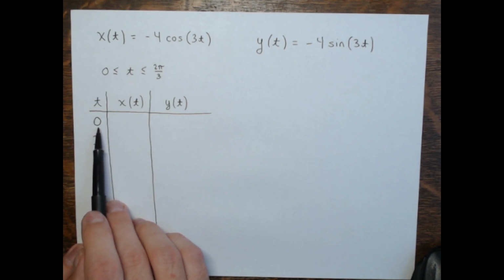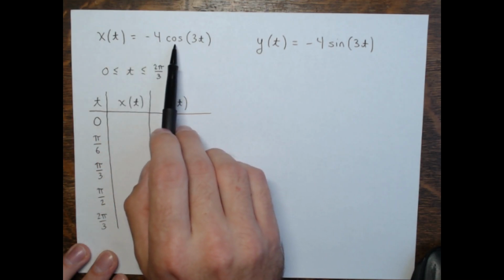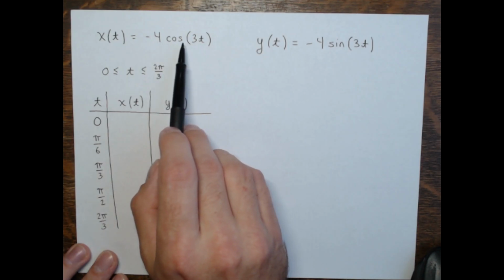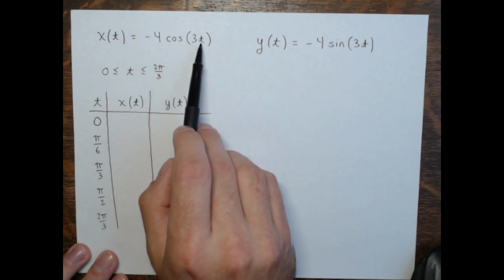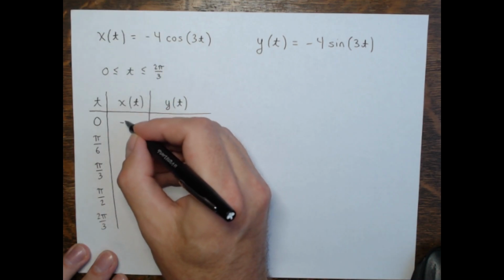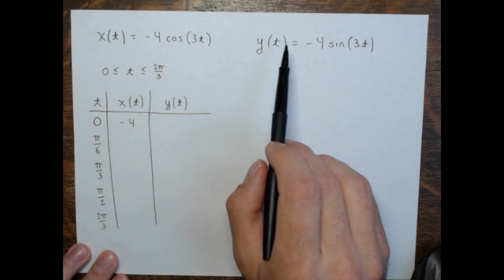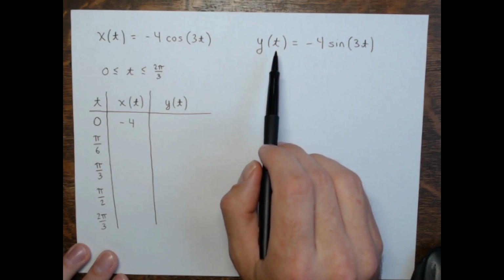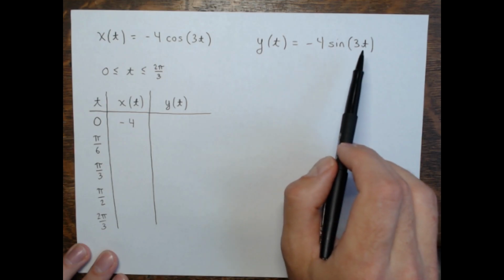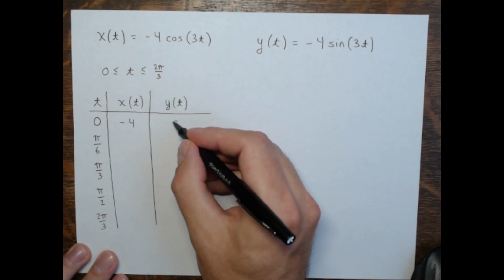So when t is 0, the x value of our point, our location, 3 times 0 is 0. The cosine of 0, remember, was 1. And then this is multiplied by -4. So the x coordinate's -4. And then the y value, the y coordinate when t equals 0, again, 3 times 0 is 0. The sine of 0 would be 0, times -4 is 0.